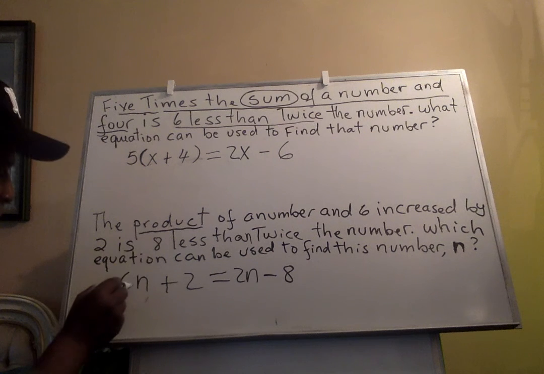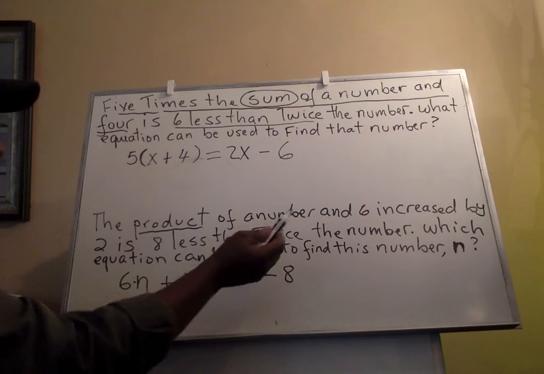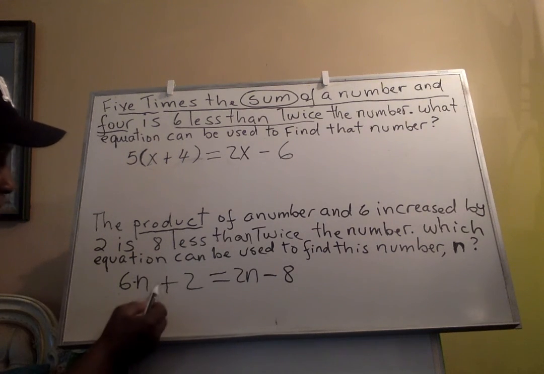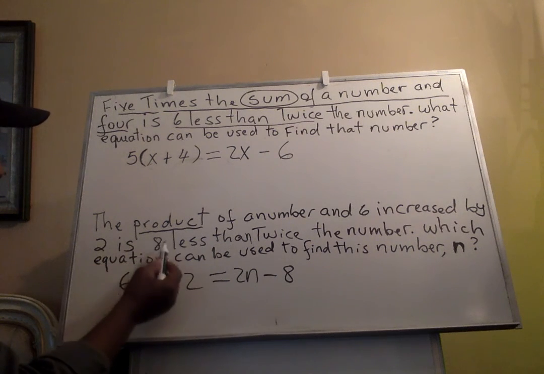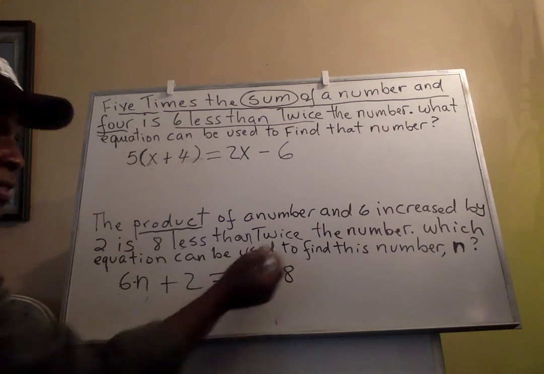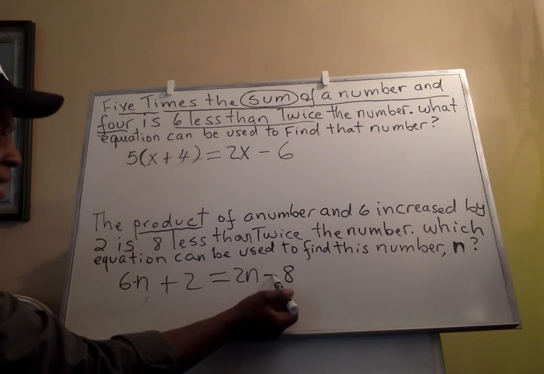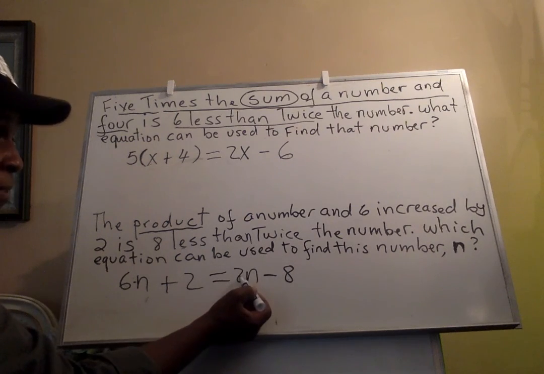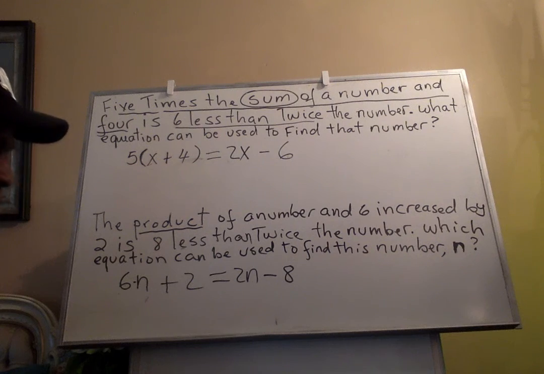The product, multiplication of a number n and 6 is 6n. Increased by, addition, 2 is, means equal. Notice I didn't put 8 here. Whenever it says less than, write it backward. Notice I didn't do that for this. I put for less than is backward. 8 less than twice, meaning 2 times the number, which is n. So that's my final answer.